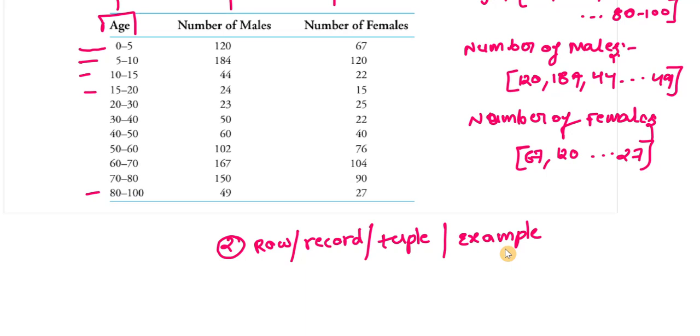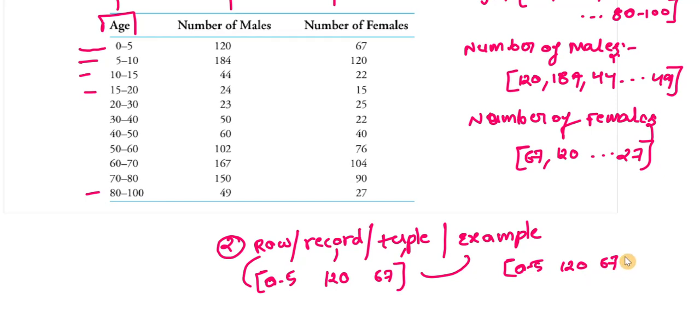Let's say, for example, you want to retrieve the first row: 0 to 5, 120, 67. This is one row or one record or one tuple or one example. If you want to retrieve two examples, then 0 to 5, 120, 67 is one example, and another example is 5 to 10, 184, 120. These are the two examples.